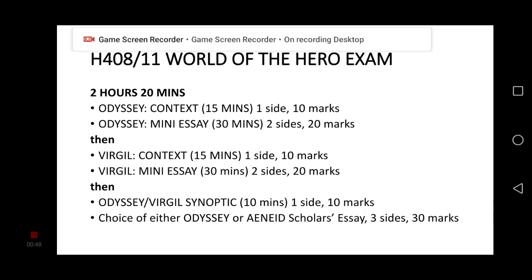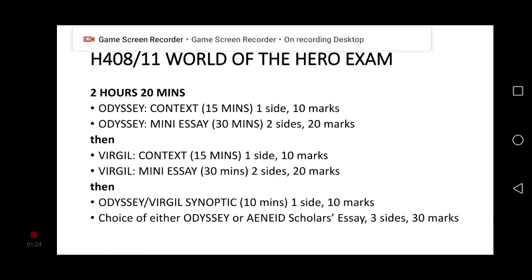Then you've got year 2 material, which is Virgil, a context, once again a passage of 15 minutes, one side, which is 10 marks. And then another mini essay, 30 minutes, 20 marks, roughly 2 sides of A4. And then you've got a synoptic question, which combines the Odyssey and the Virgil passages and finds common links between the passages, either literary or thematic, and that's 10 minutes, and again it's one side and 10 marks.